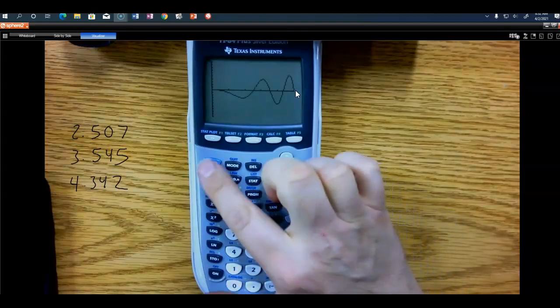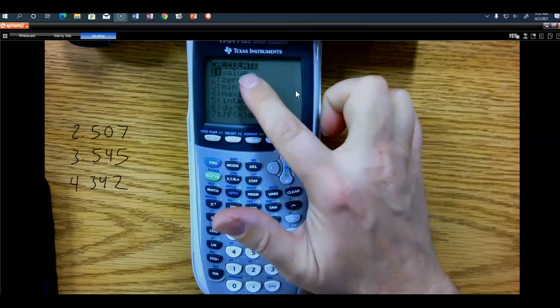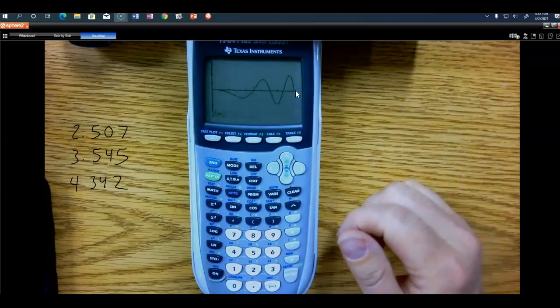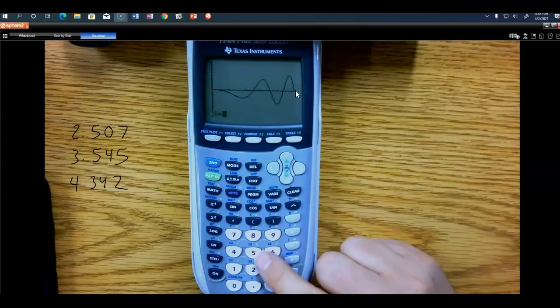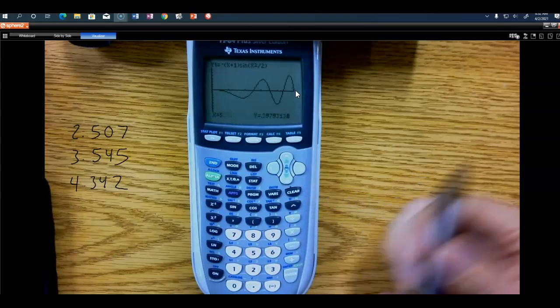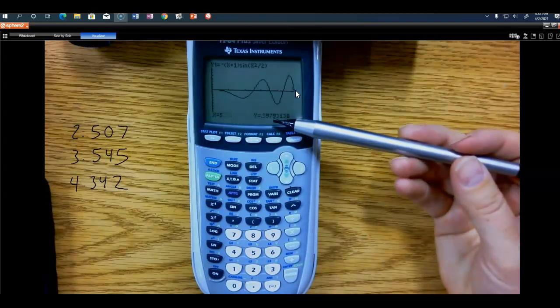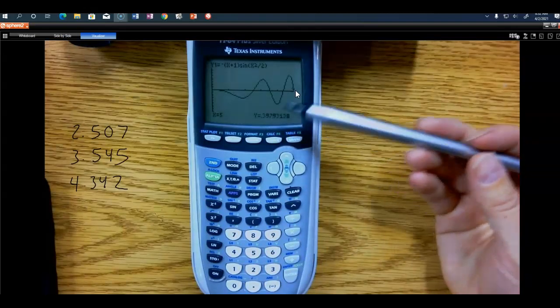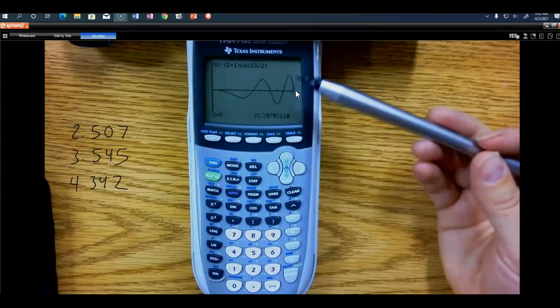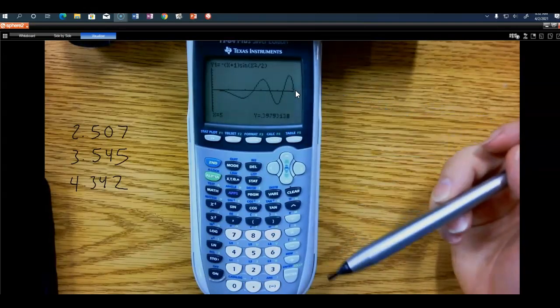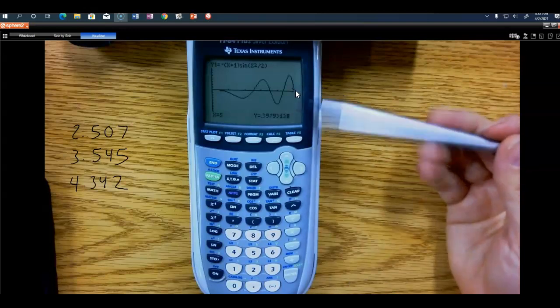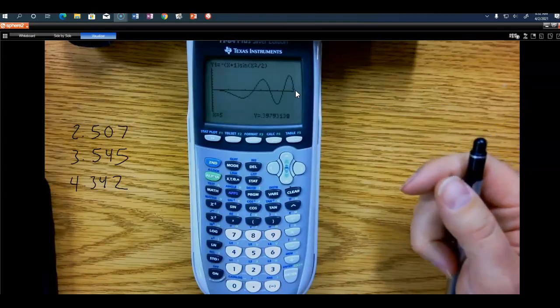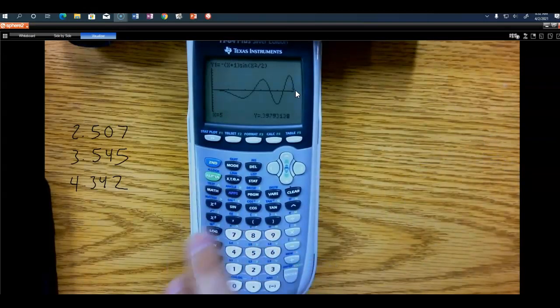So what we could do is you could push second, calc, and then number 1 is value. So if you plug in an x value, it will tell you the y value at that point. So if I plug in 5, the y value is about 0.397, which means that it's slightly above the x-axis. So the answer is no, it doesn't actually touch the x-axis again over there. It was trying to get there, but it didn't quite make it by the time x equaled 5. Little detail, not a big deal.